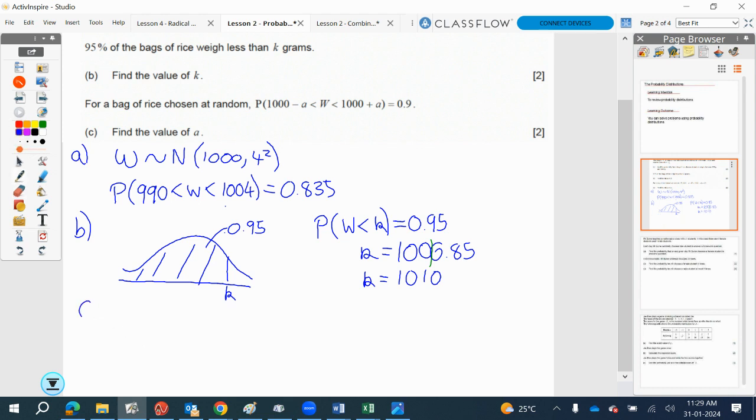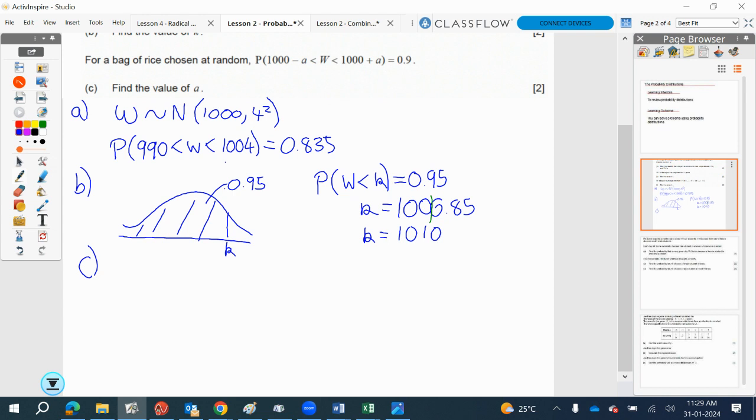So part C: for a bag of rice chosen at random, the probability that 1,000 minus A is less than W, which is less than 1,000 plus A, is equal to 0.9. Find the value of A. How are we going to do this? I don't even know yet.